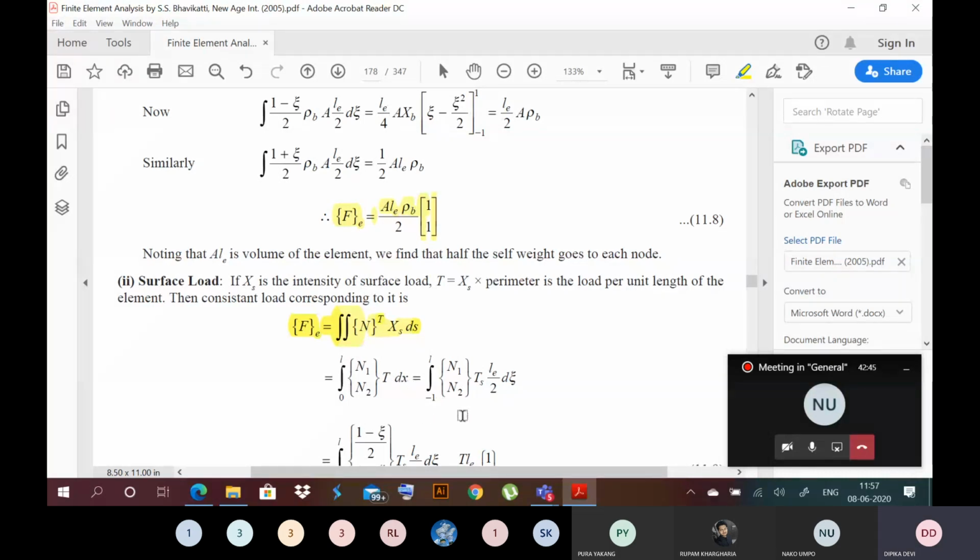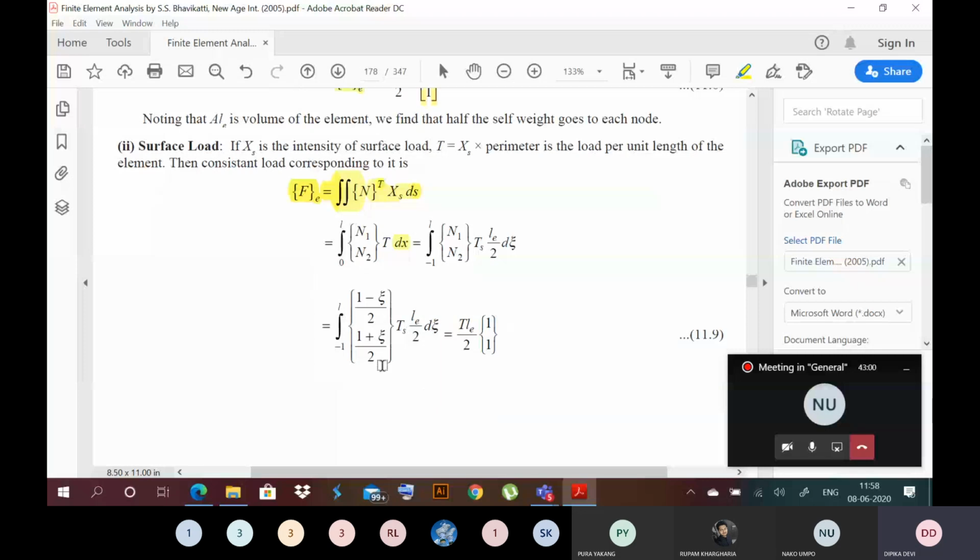Understood? Now we have to do the integration of n1, n2. Here again they have written ts. It should be t, or either t or ts, whatever. And we have replaced dx by le by 2 into dz, and we have done the integration. Simply after doing the integration, we will see that the consistent load vector due to surface traction will be equal to T Le by 2 into 1, 1.